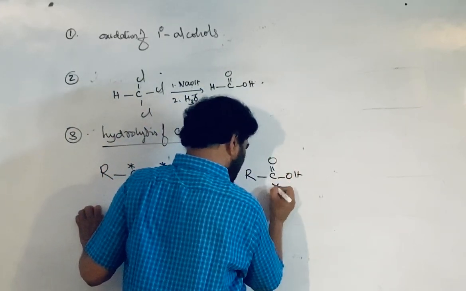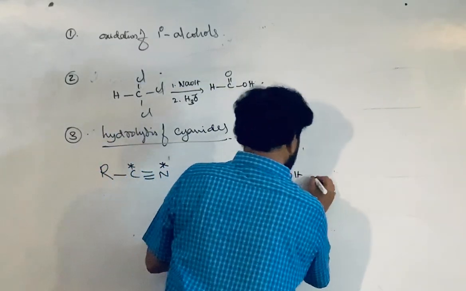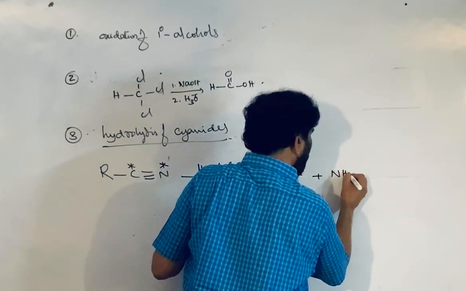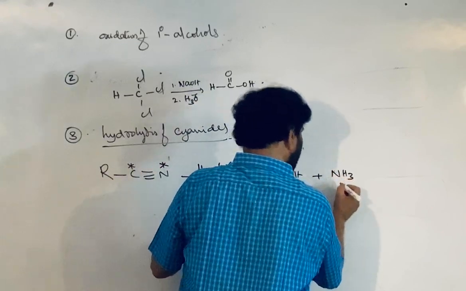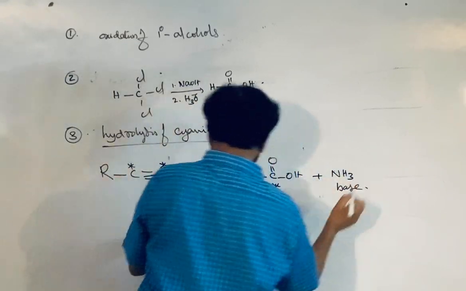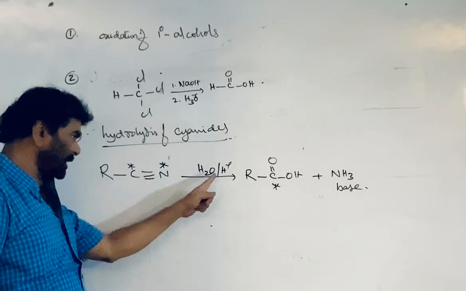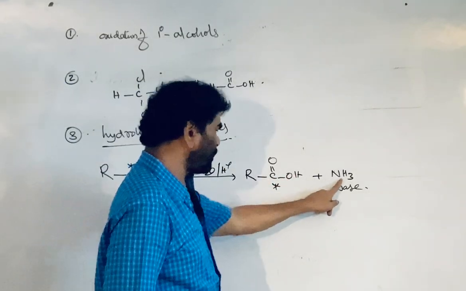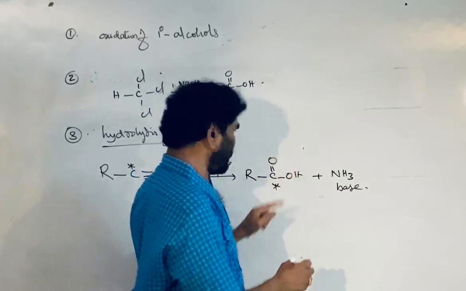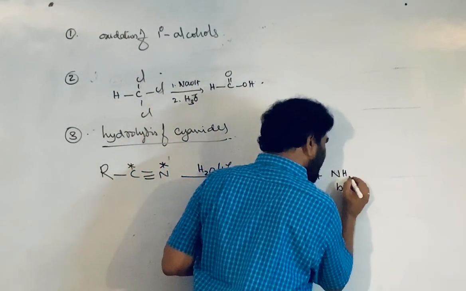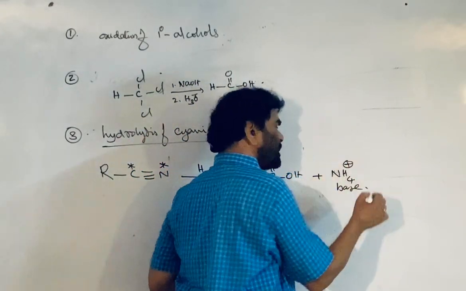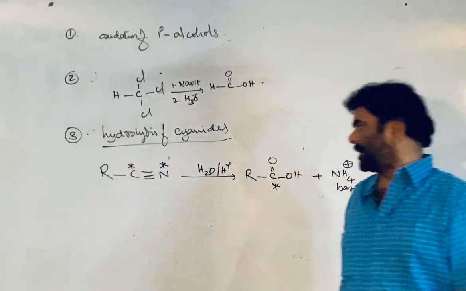The carbon is converted to the carboxylic acid, and the nitrogen is converted to ammonia actually, but it is a base. The reaction is conducted in the acid medium. The basic product reacts with the H+ ion and converts into NH4+, the ammonium salt. Ammonia gas is not liberated.